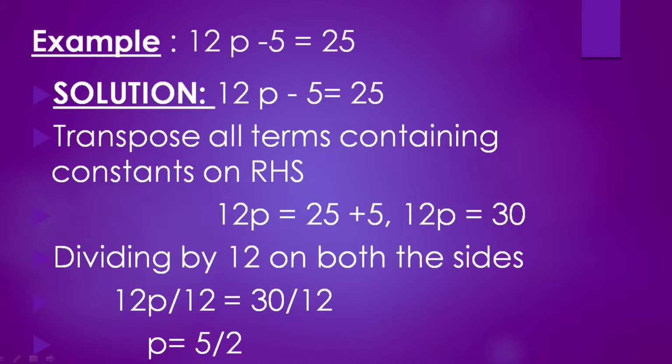Here we have an example, 12p minus 5 is equal to 25. So transpose all terms containing constants to the RHS. So it becomes 12p is equal to 25 plus 5. That means it is 12p is equal to 30. Dividing both the sides by 12, I get 12p upon 12 is equal to 30 upon 12. That gives me the value of p as 5 upon 2 after simplifying. See, 6 times 2 is 12 and 6 times 5 is 30. So p is equal to 5 upon 2.